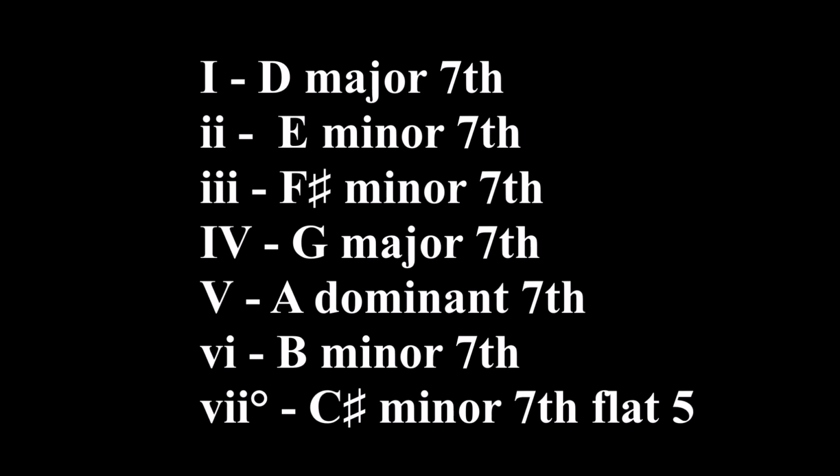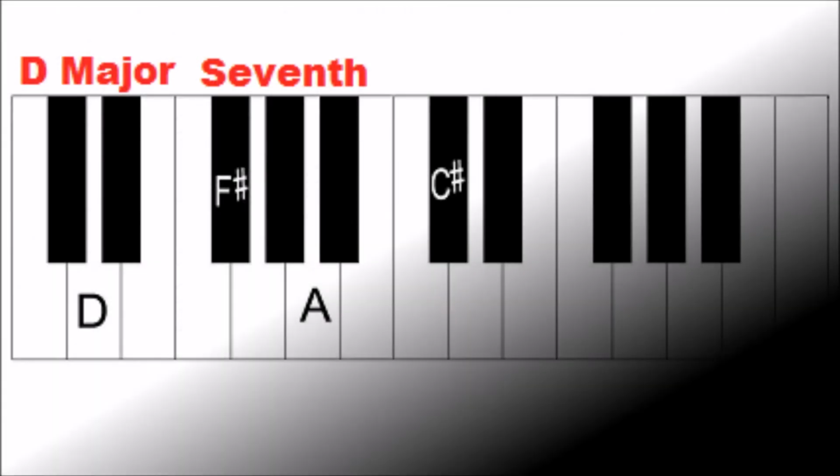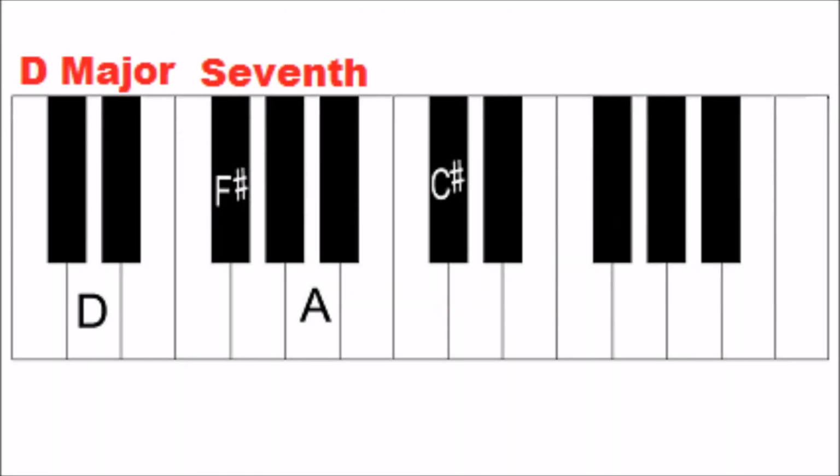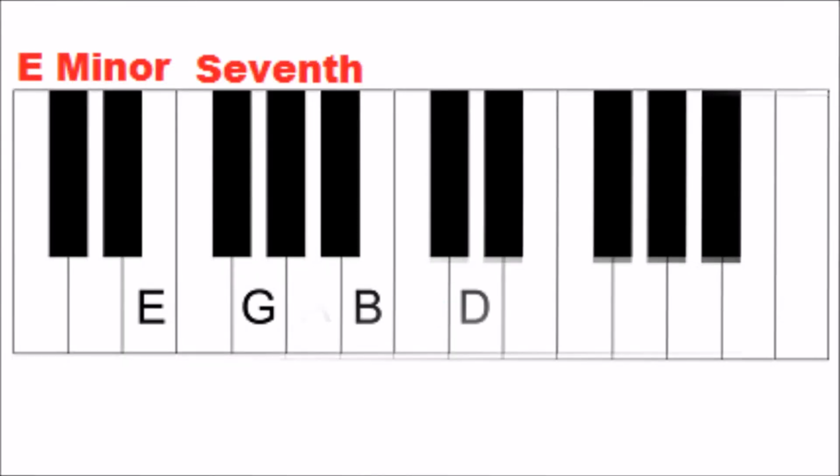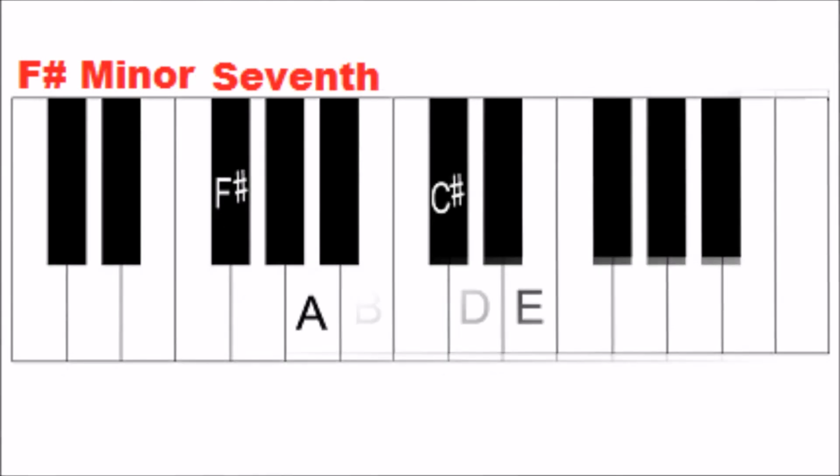What are the notes of each 4-note chord in the key of D major? The notes of chord 1, D major 7th, are D, F sharp, A, C sharp. The notes of chord 2, E minor 7th, are E, G, B, D. The notes of chord 3, F sharp minor 7th, are F sharp, A, C sharp, E.